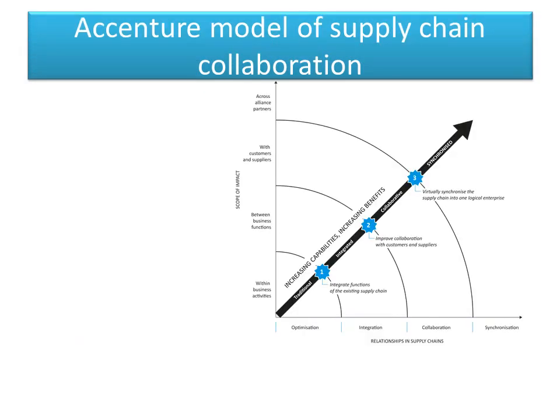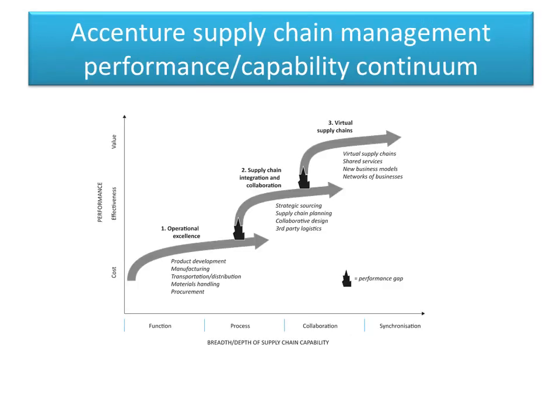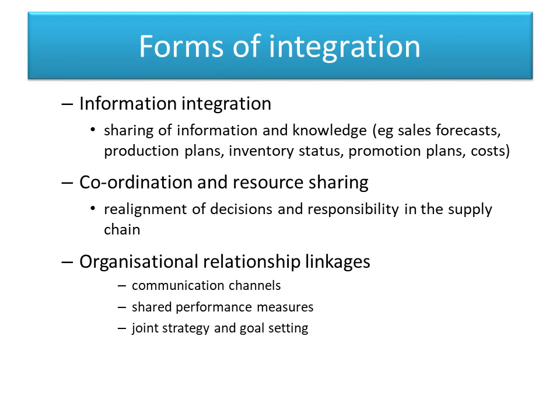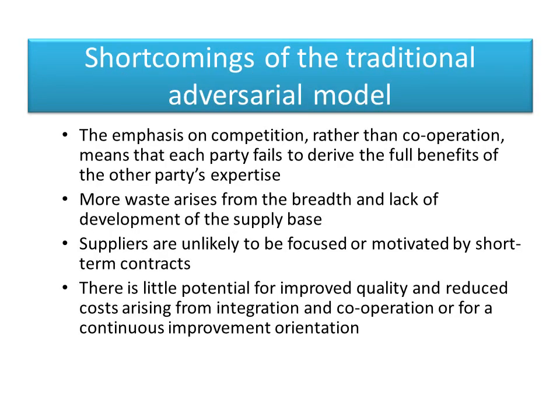Or use the model from Accenture, which is in your textbook, which moves from optimization to integration to collaboration. Or there is this one here from Accenture. You don't need all 3 or 4, but you need to be able to talk about different levels and integration of supply chains. So information, resources and linkages can be shared.